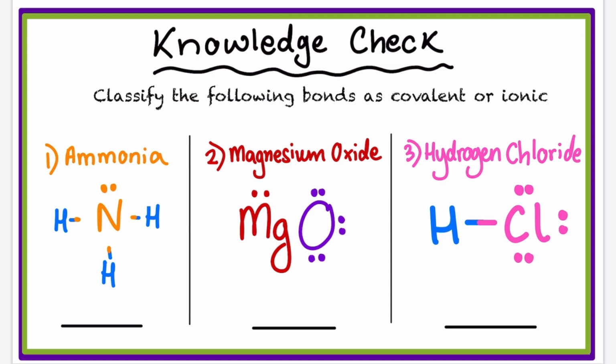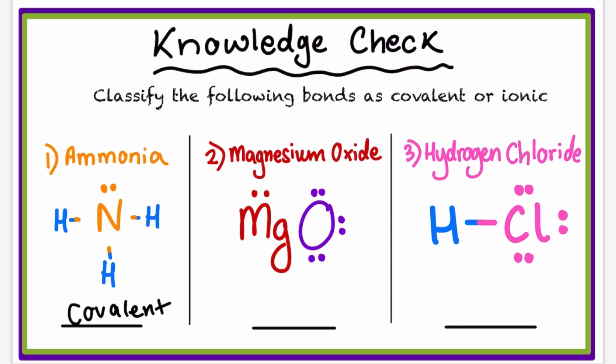Welcome back. Number 1 is ammonia. All elements in ammonia are nonmetals, and I don't see any charges that are being indicated, so an ion probably is not being formed. This bond must be covalent.